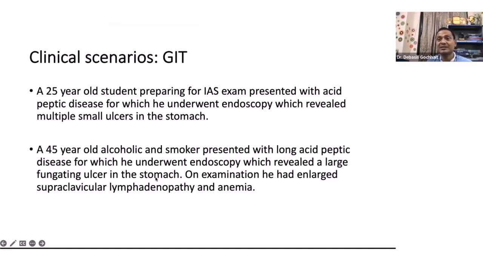There it was multiple ulcers, here it is a large fungating. Large fungating again favors malignant. On examination, he had enlarged supraclavicular lymph nodes and anemia. How will you explain that? Supraclavicular lymph nodes, what are they called as?